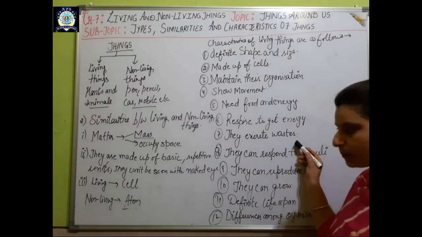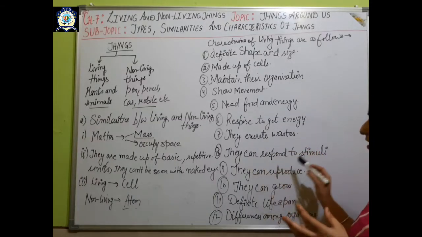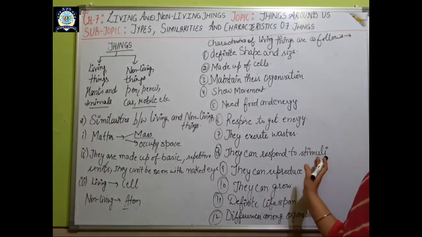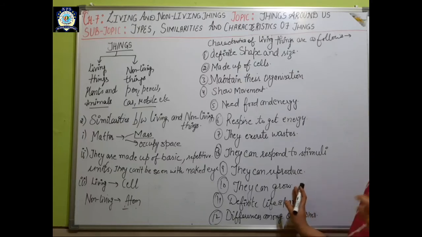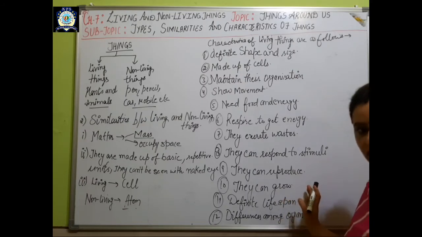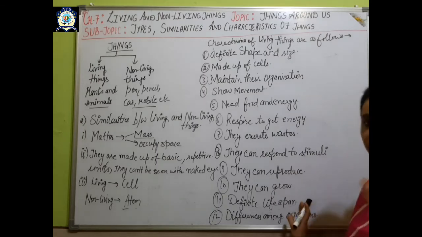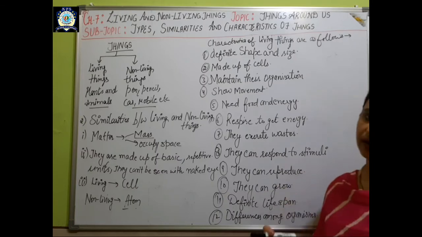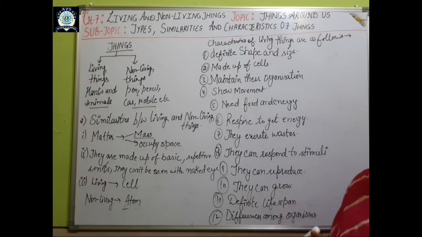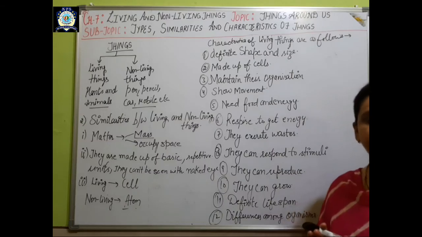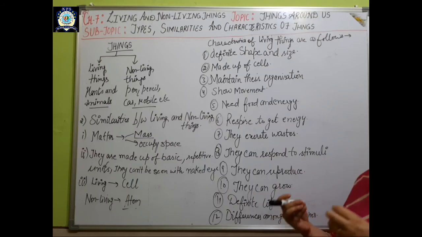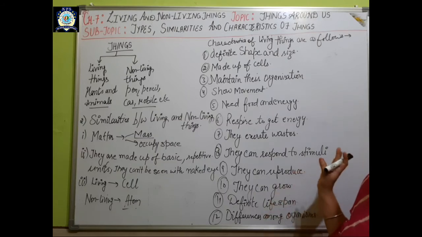They eat food, they respire, they utilize the energy, and if they utilize the food in the body, it means they can excrete waste. If they excrete waste, it means they can respond to stimuli, and after responding to stimuli, they can reproduce. And if they can reproduce, it means they can grow, and after the growth, they have a definite lifespan from birth to death. And the last is the differences among the different types of organisms. So this is all about the outline of what we are going to learn about living and non-living things. Basically, we will learn about the characteristics.